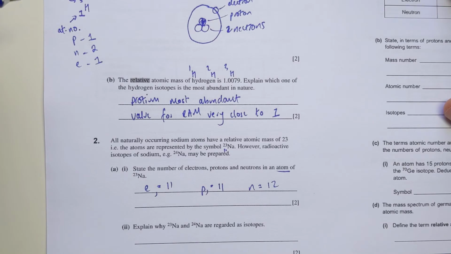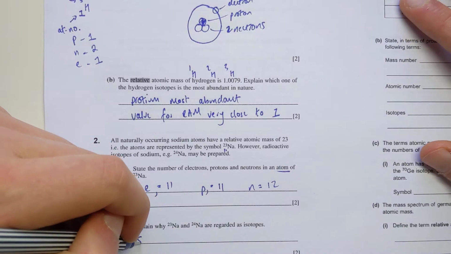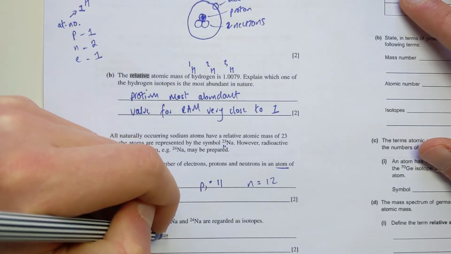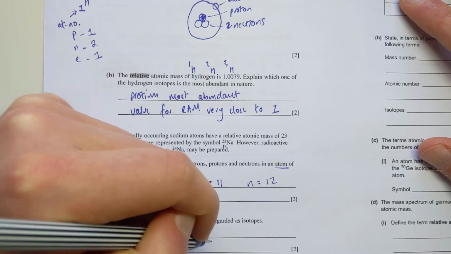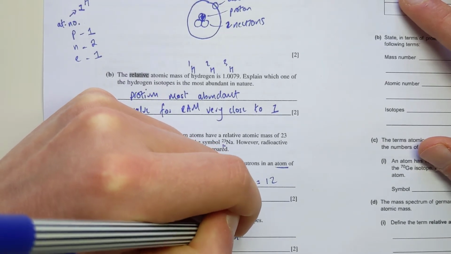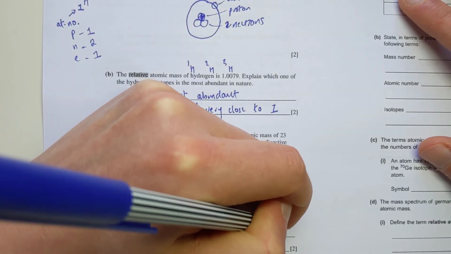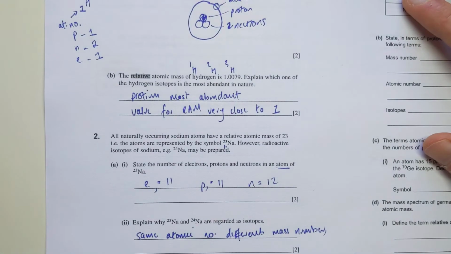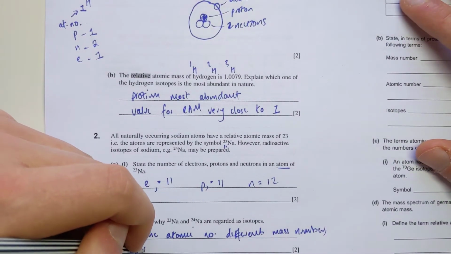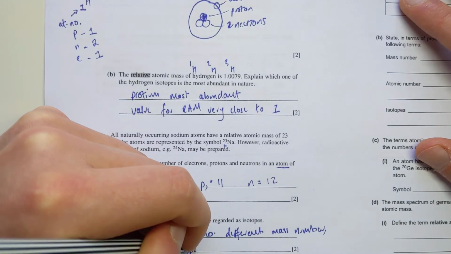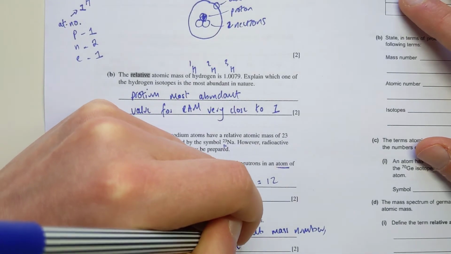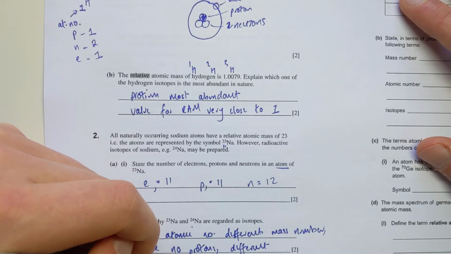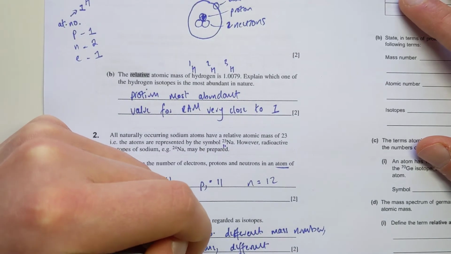Explain why 23 sodium and 24 sodium are regarded as isotopes. It's basically just asking for your definition of an isotope. So one way of answering that is same atomic number, different mass number, because that's your definition of isotopes. Absolutely, there's a different way of answering as well. You could say that the same number of protons, different number of neutrons.